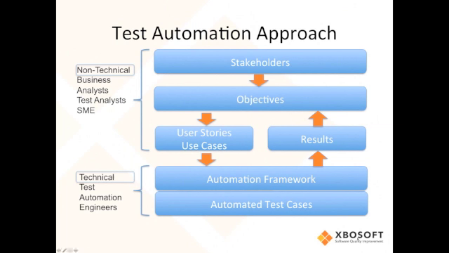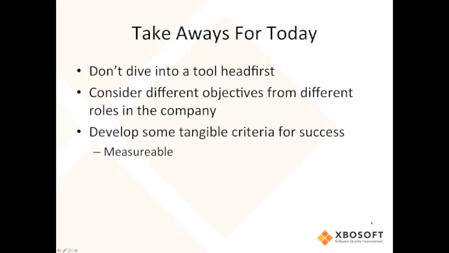So a couple of takeaways for today. The first one is don't dive into a tool. I think it's easy to do something that's tangible first, which is to invite several vendors in and have them do their dog and pony show on what their tool can do. But really, it's better to dig into the objectives that you have for your automation project from the different viewpoints in your company.